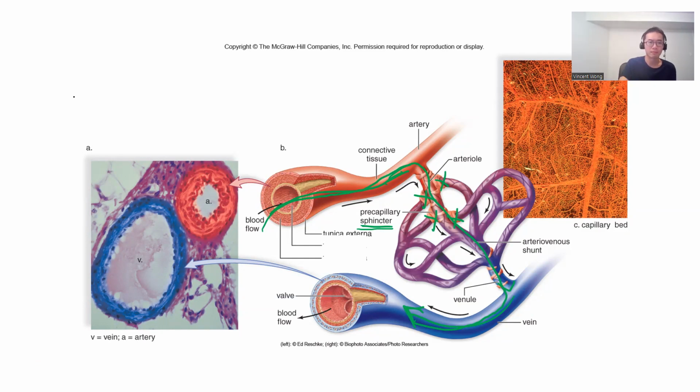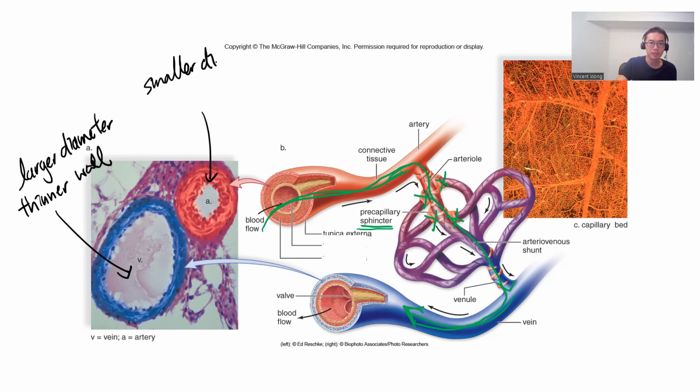The vein looks bigger and the artery has a thicker wall, it looks like. Yeah, that's right. So for veins, they are typically larger diameter, okay? But then their wall is thinner, and I'll tell you why later. But I want you to notice that for now. And for the artery, it is smaller diameter, but it is thicker wall. Okay.